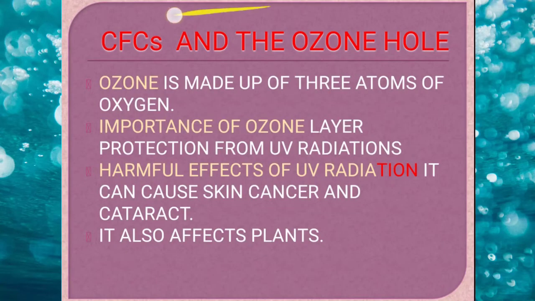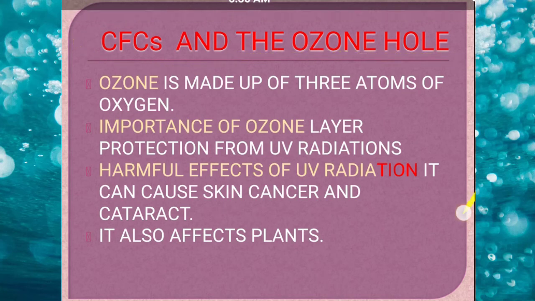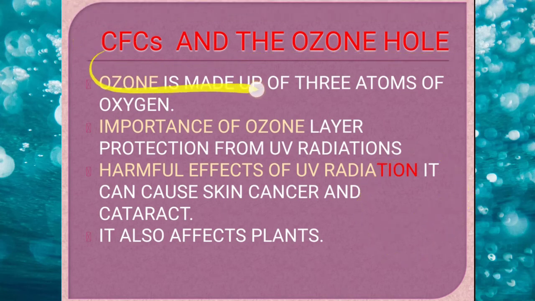Now about CFCs and ozone hole. Ozone is made up of 3 atoms of oxygen. Importance of ozone layer: protection from UV radiation. Harmful effects of UV radiation: it causes skin cancer and cataract. It also affects plant life.